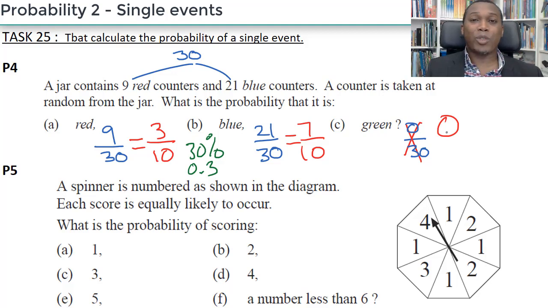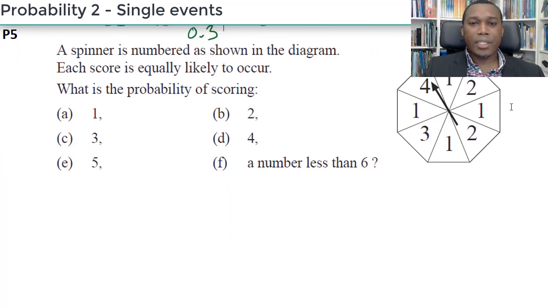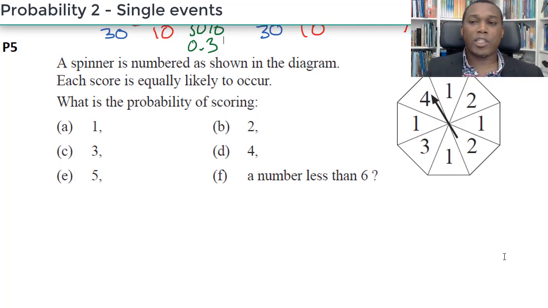0 is impossible, 1 is certain. Okay, that's my disclaimer. Question number 5. If you didn't do it, you have the chance to do it now. If it wasn't as clear as possible, you have a chance to do that now. Pause, have a go. You've already done it. I'm going to do question number 5 now.